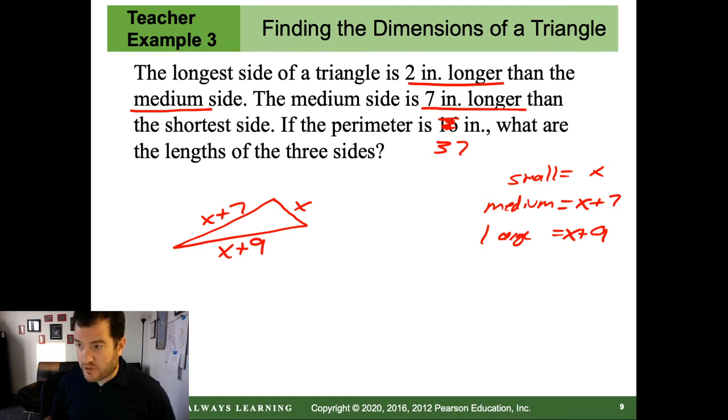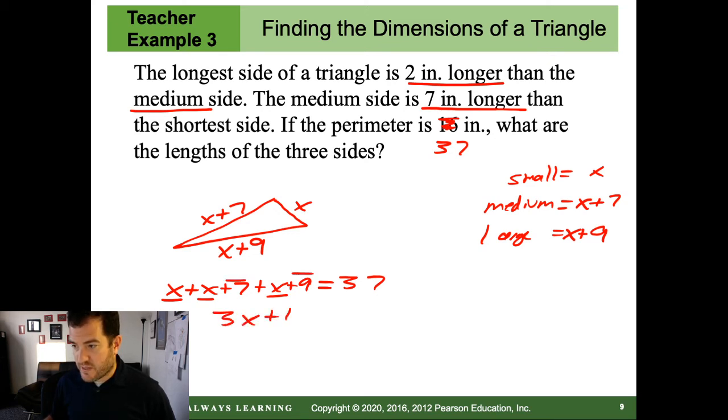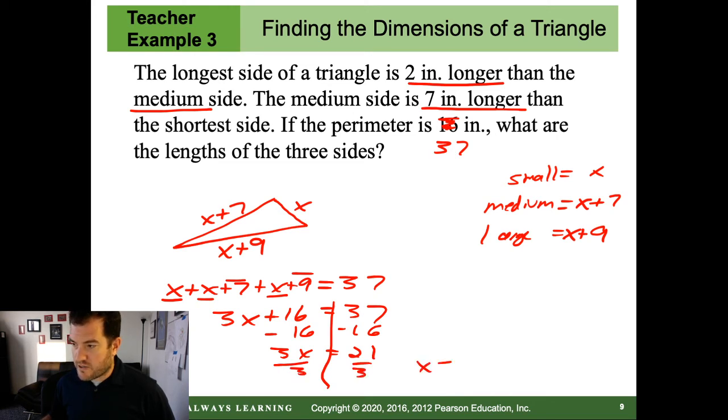Now when I get perimeter, remember, just like a square, I'm going to add all these together. And I know that that is supposed to equal 37. Here's an x, here's an x, here's an x. That's going to give me 3x. Here's a 7, here's a 9. I believe that's 16. And then I'm in business, right? Subtract 16 from both sides. Divide by 3. So x is going to equal 7.